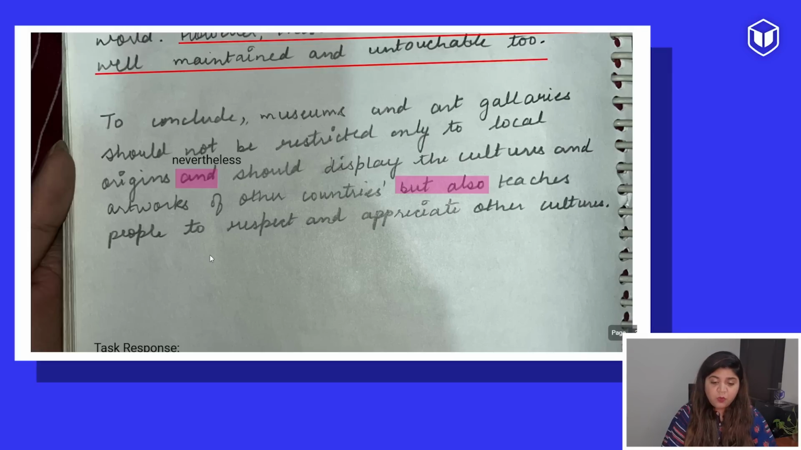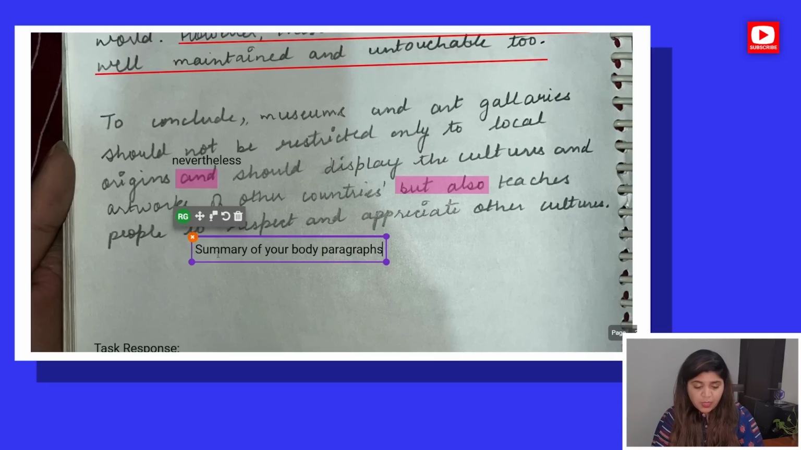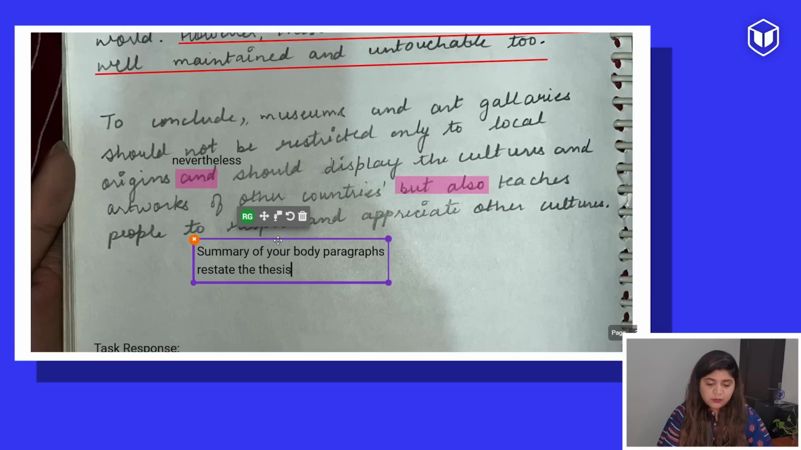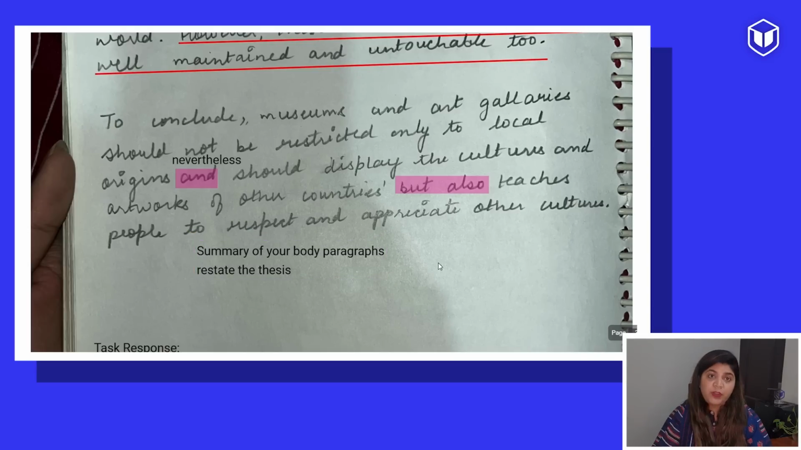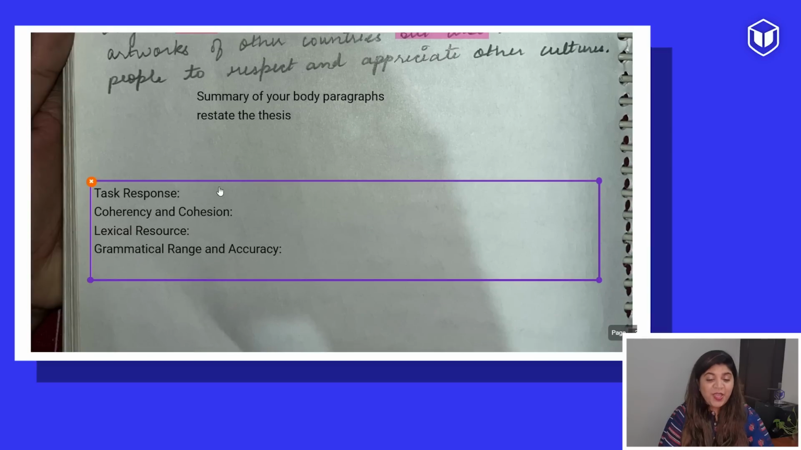Okay, somehow the conclusion is also not apt. Always make sure to keep your conclusion as a summary of your body paragraphs, and please restate the thesis. Okay, and somehow the conclusion is also not very much convincing. Now let us assess this essay on the basis of 4 assessment criteria.